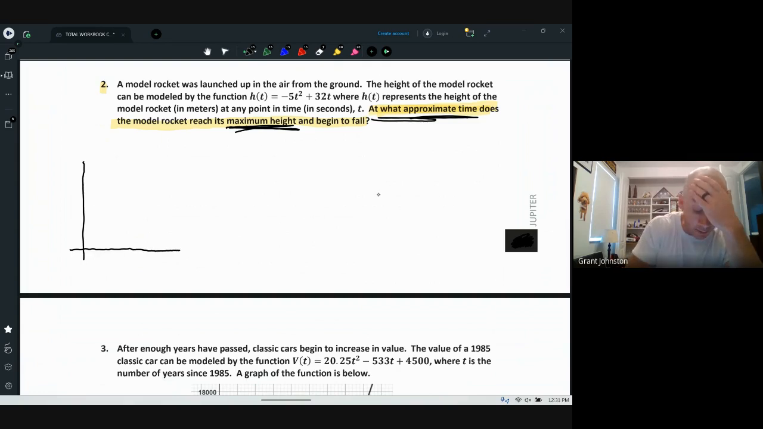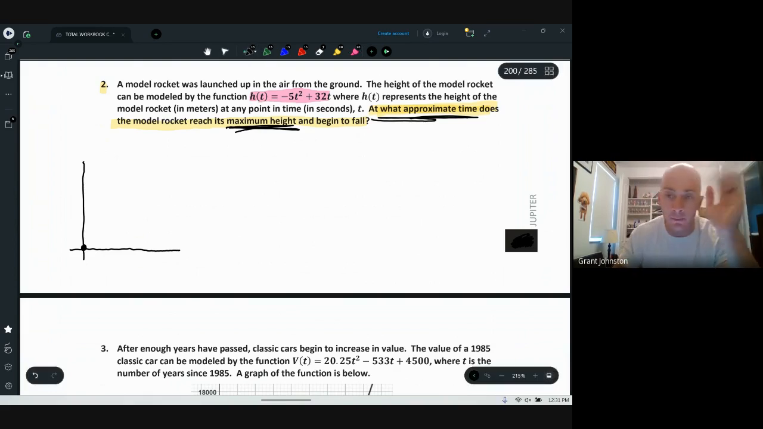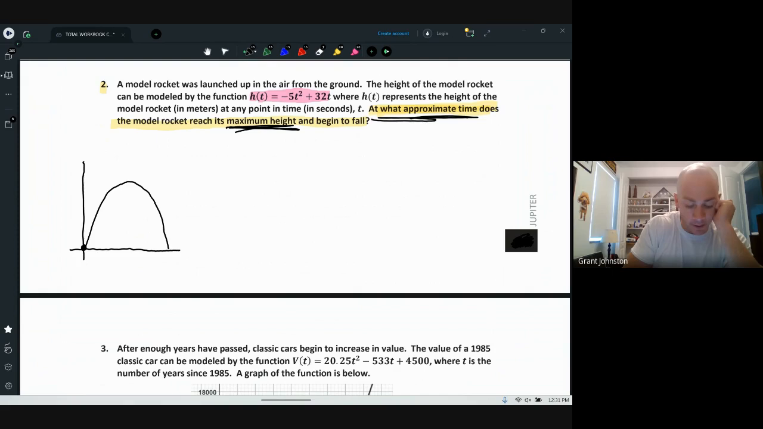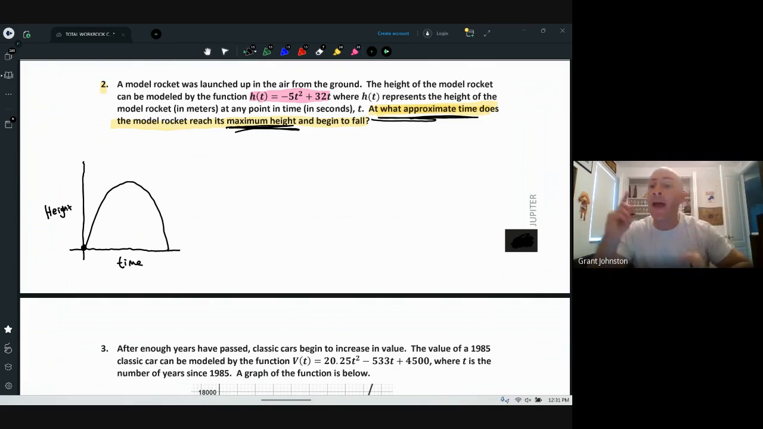So the model rocket is going to start on the ground. If I look at this function, it doesn't have a y-intercept. If I plugged in 0 for time, it's going to be 0. So it's going to start on the ground, but that's beside the point. It's not really important for this question. So it's going to go up and then down, right? So this would be our time, and this would be our height.